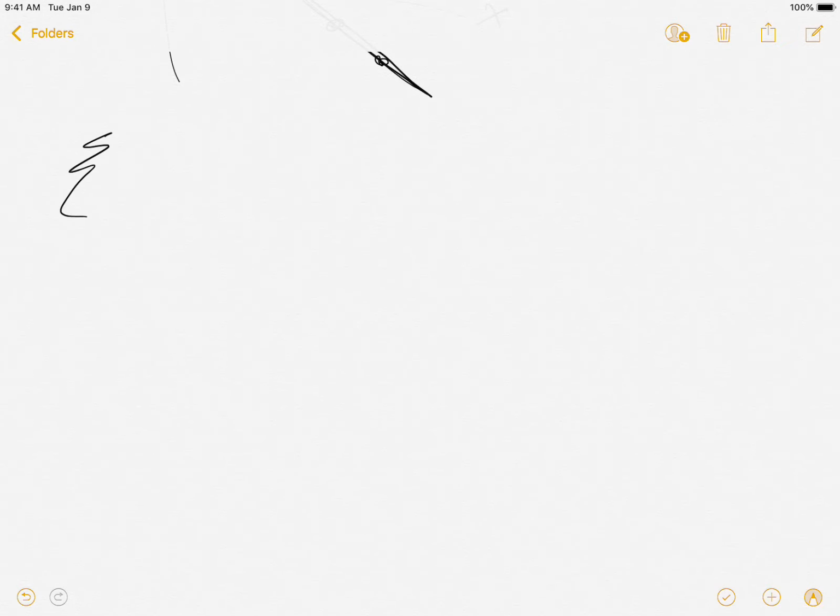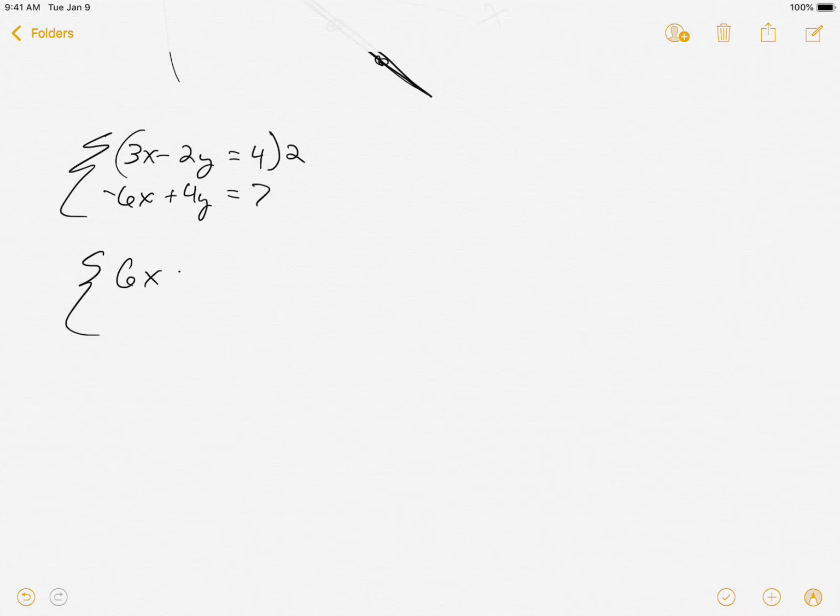So let's look at this one. We have 3x minus 2y equals 4 and negative 6x plus 4y equals 7. If I go to do the elimination method, I'll multiply that by 2, which gives me 6x minus 4y equals 8 on the top equation, and this on the bottom equation. You see that now I have opposites on the x and y, so I have everything going away on the left-hand side. But on the right-hand side, I have 15.